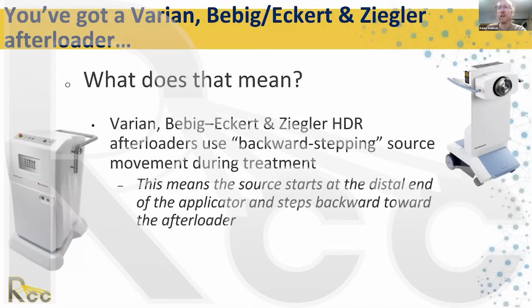So you've got a Varian, a Babig, Eckert and Ziegler afterloader. What does that mean? These HDR systems use backward stepping source movements. This means that the source starts at the distal end of the applicator and steps backwards towards the afterloader. Okay, so it's an important thing.